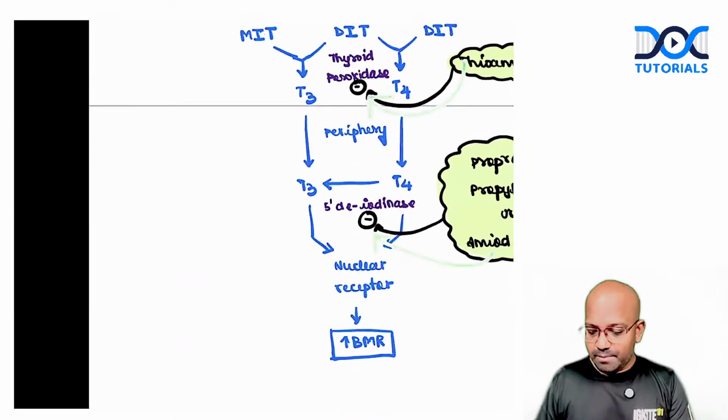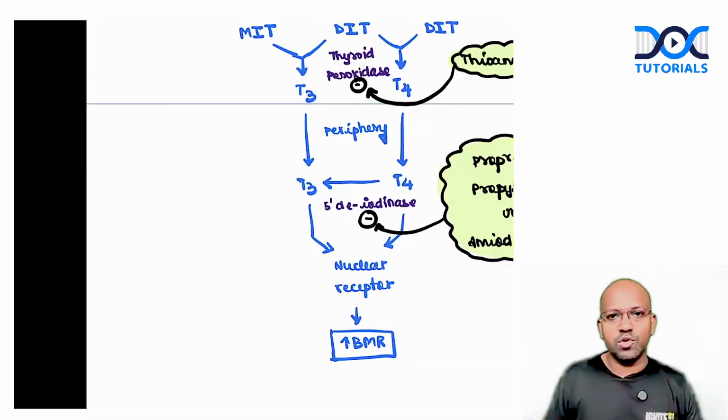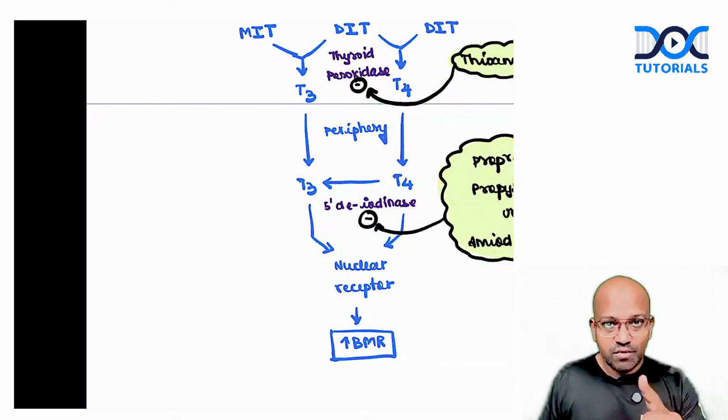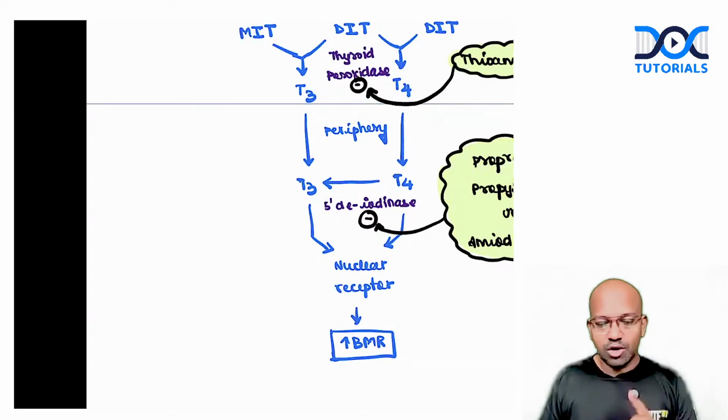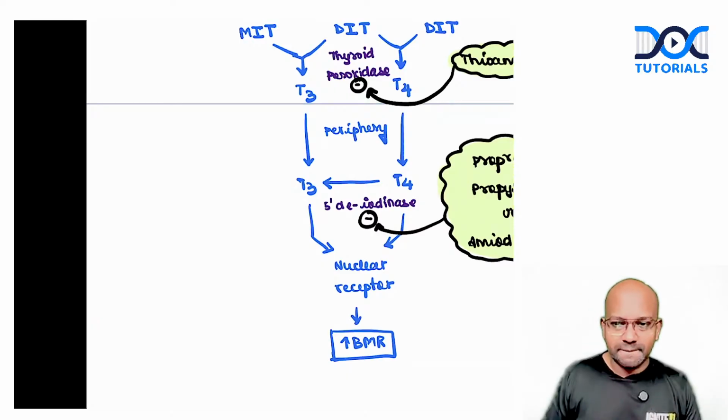See here, propylthiouracil is a drug which has got an additional mechanism of inhibition of peripheral conversion of T4 to T3. That is the reason why propylthiouracil is the drug of choice in thyroid storm. Carbimazole or methimazole doesn't have this response. That's why we don't use that as the first treatment of choice. We always keep it as a second treatment of choice only.